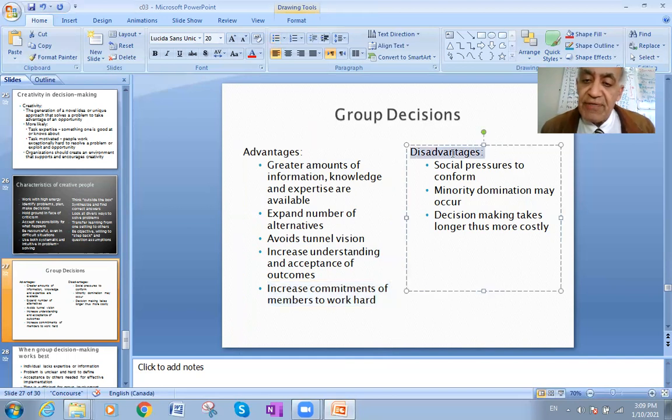But the disadvantages of the group decisions are it causes social pressure to conform, and minority domination may occur, meaning only some might try to prevail and dominate. Few persons will try to impose only their ideas or to reject good ideas there. Decision making takes longer because a group always takes more time than only one decision maker. A group of persons takes more time than only one person making a decision.